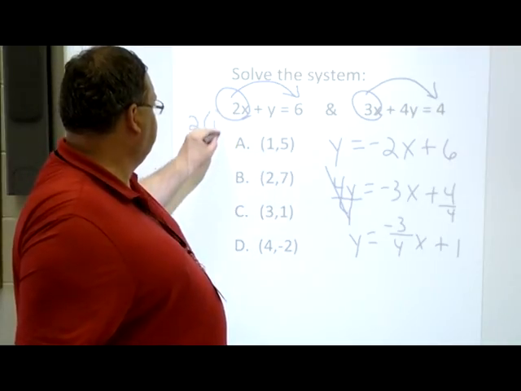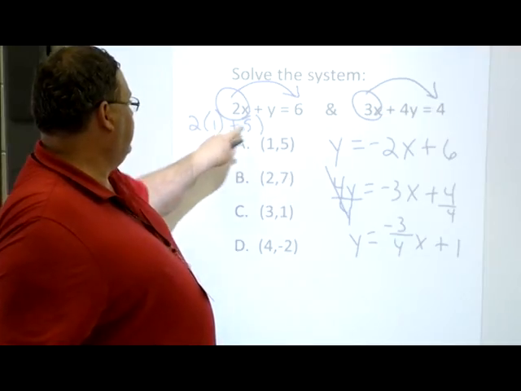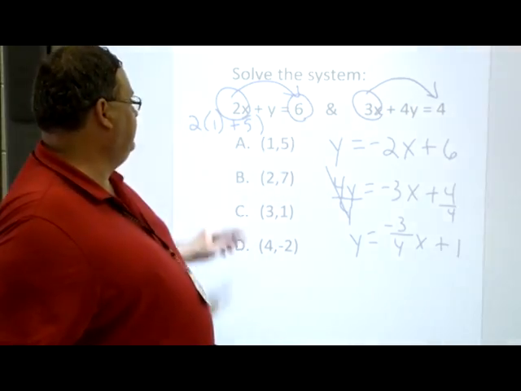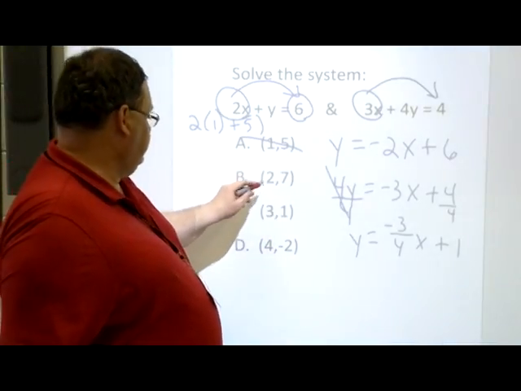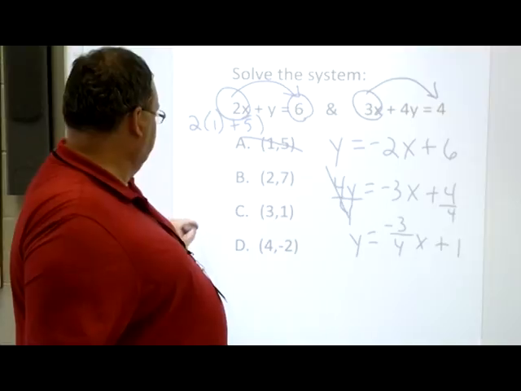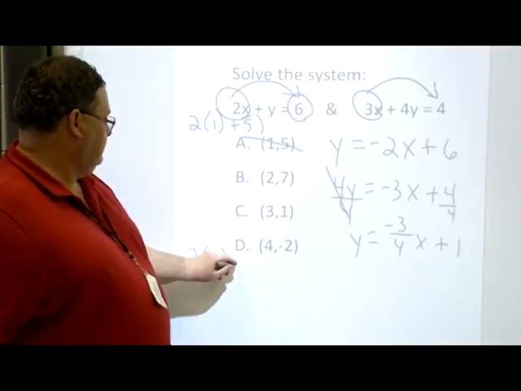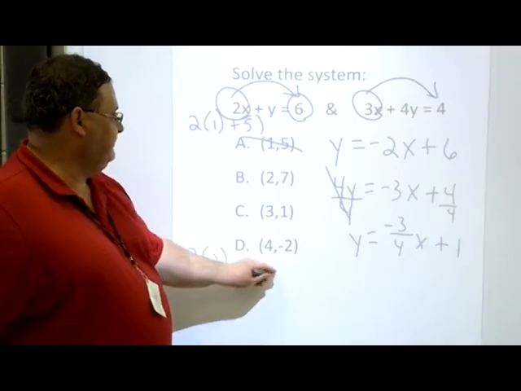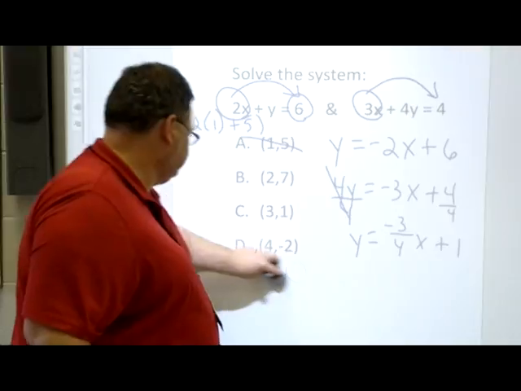2 times 1 is 2 plus 5. So that is 7, and that's not what I came up with. So that's not a solution. So I know that can't be. We'll go to the next one. 2 times 2 is 4. Plus 7 is 11. That didn't work. I'll go to C.